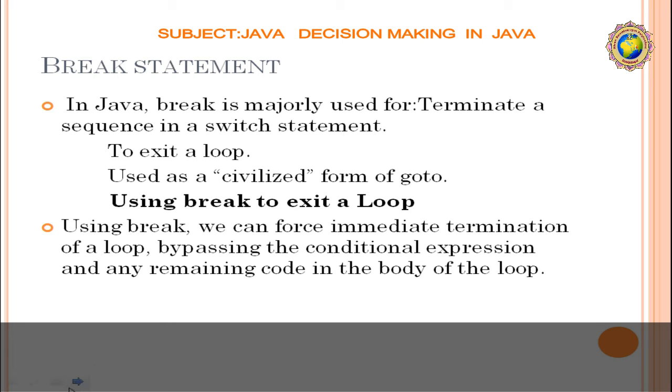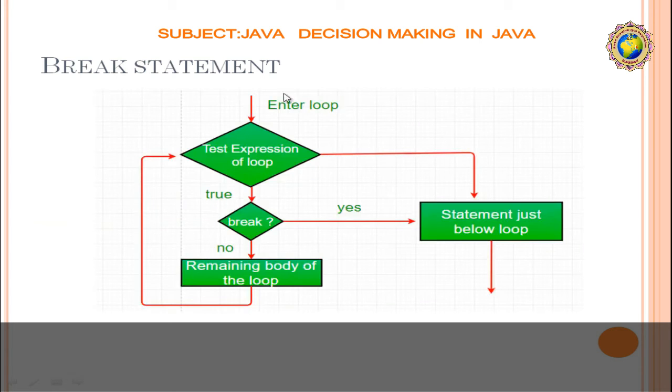So next, the flowchart of the break statement. First we have to check the condition, or we can say the test expression of the loop. If it is true, then break is executed. Otherwise the remaining body of the loop is executed and it goes on to the next condition.